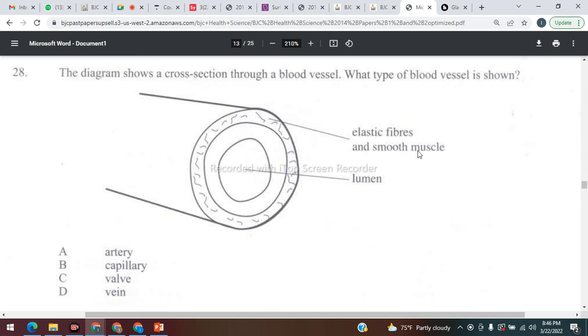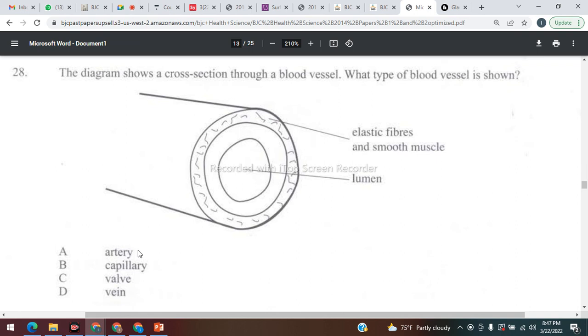What is this? Capillary? No, sir, definitely not. Vein? Artery. So I was right the first time. Yeah, I knew it was artery.